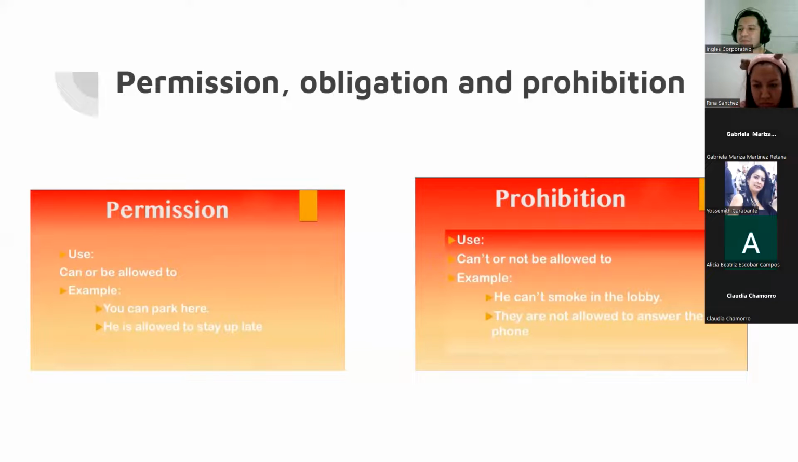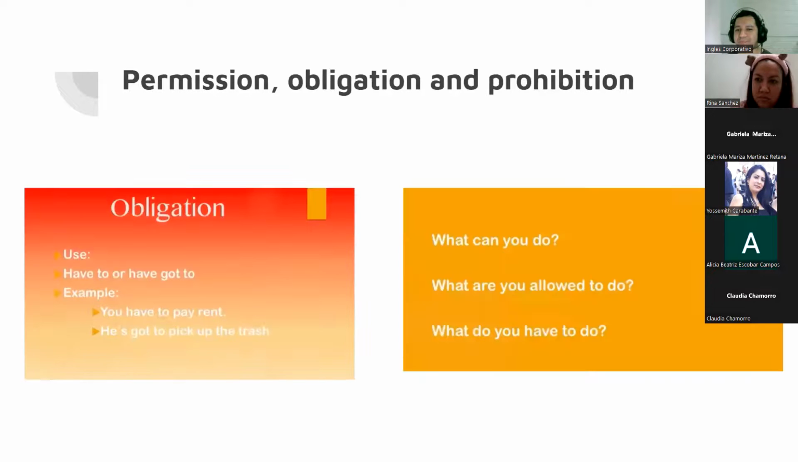They are not allowed to answer the phone. So for example, at the end of the video, Julia said that they were not allowed to hold parties in the office, right? So that's why she went to see what was happening. An obligation, have to, right? Have to or have got to. Examples: you have to pay rent. He's got to pick up the trash, right? You have to pay rent. What can you do? What are you allowed to do? What do you have to do?